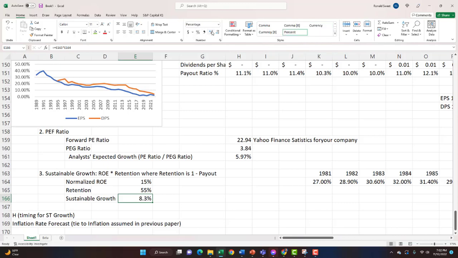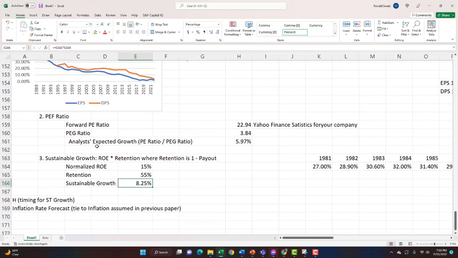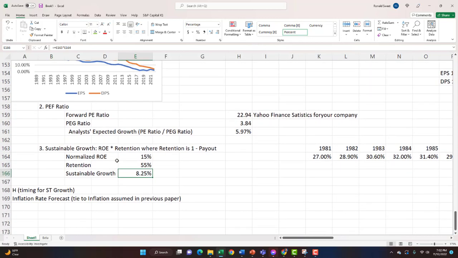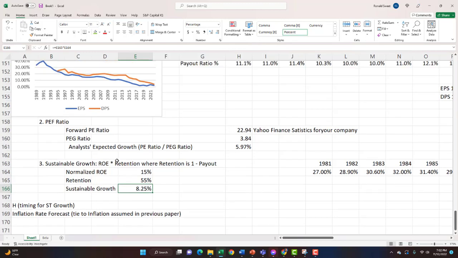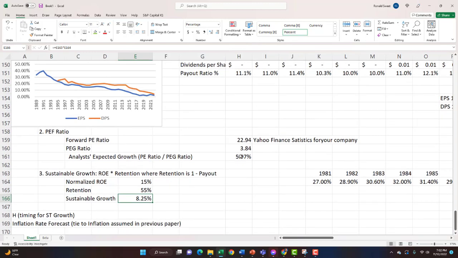Now, you might say sustainable growth isn't long-term growth, but actually sustainable growth really is short-term growth. You're talking about what they're doing today, not what they're going to be able to do 20 or 30 years from now. So it really is a short-term number. If we look at our numbers, history suggests 4 to 6%. Analysts in the market are expecting something closer to 6%. Their ROE and retention assign something closer to 8%.